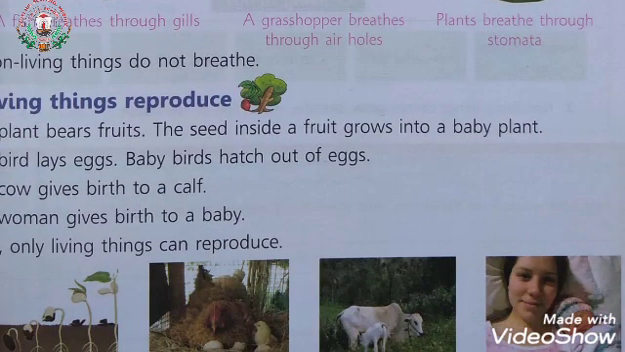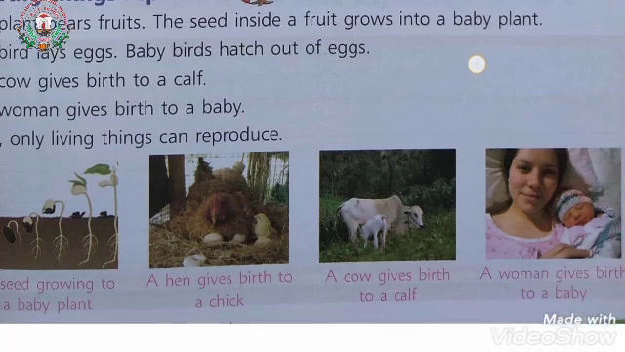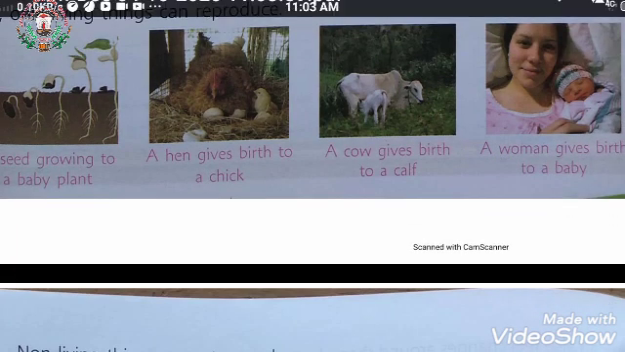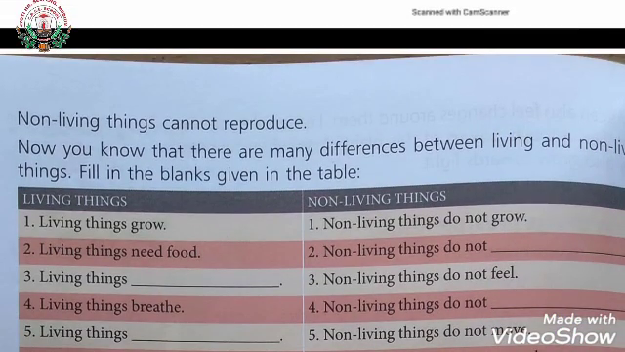Then the next one, living things reproduce. A plant bears fruits. The seed inside a fruit grows into a baby plant. A bird lays eggs. Baby birds hatch out of eggs. A cow gives birth to a calf. A woman gives birth to a baby. See in this picture, a seed growing to a baby plant. A hen gives birth to a chick. But non-living things cannot reproduce.